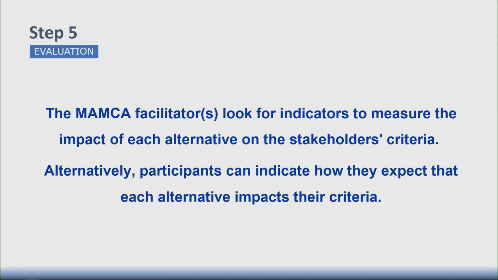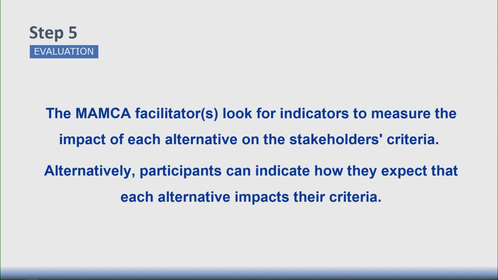Step 5, the evaluation. The MAMCA facilitator looks for indicators to measure the impact of each alternative on the stakeholders' criteria. This can be a lot of work because you need to identify how to measure what is important, what has been stated as relevant by participants. But alternatively, participants can also indicate how they expect that each alternative impacts their criteria. So for this, you can dedicate some time in the workshop for participants to better acknowledge each alternative and assess how they see that affecting their criteria, if they have the knowledge to do so.